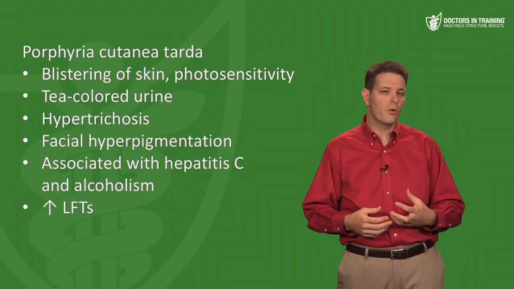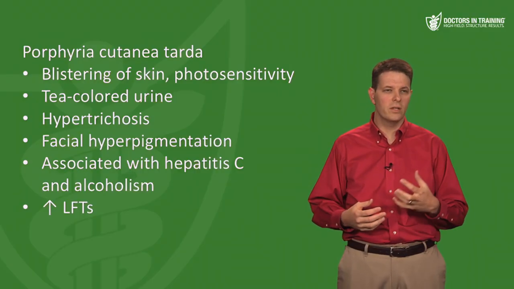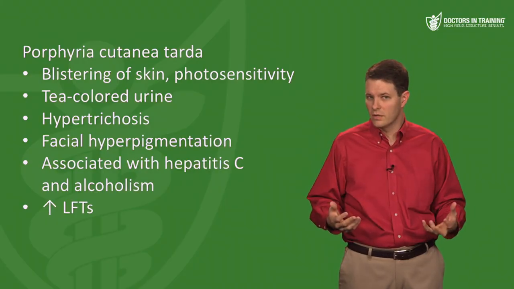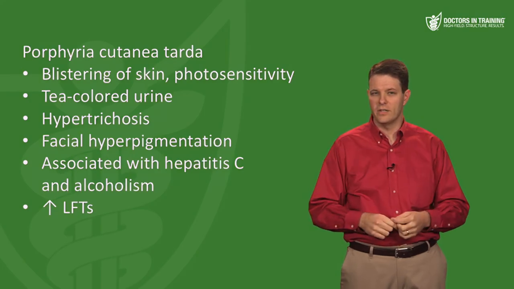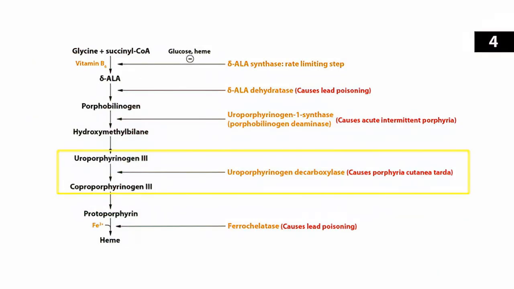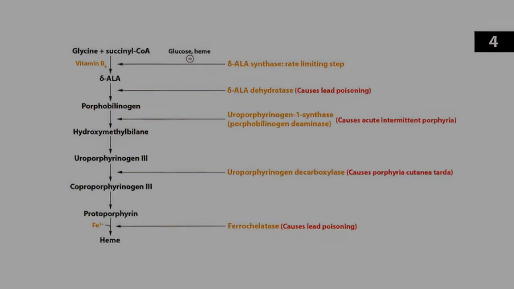So it may help to think of porphyria cutanea tarda patients as being a little bit like werewolves. They have hypertrichosis and they're active at night because of the photosensitivity. And then finally, with porphyria cutanea tarda, the heme synthesis enzyme that's deficient is called uroporphyrinogen decarboxylase. So make sure you know those enzymes. Porphobilinogen deaminase is deficient in acute intermittent porphyria, and then the enzyme uroporphyrinogen decarboxylase is deficient in porphyria cutanea tarda.